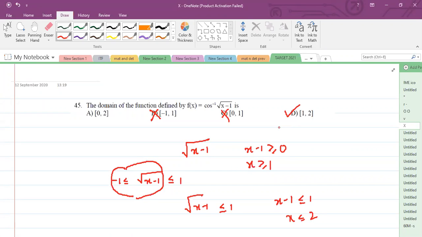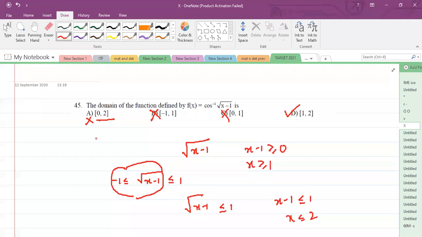This is the traditional method. Now I say this is a question which can be decided from the options also. The answer can be decided from the options also. That is, if you substitute 0, then what happens? Square root of 0 minus 1, which is root of minus 1, which is not defined. Even x greater than or equal to 1 means there also you can leave this option.